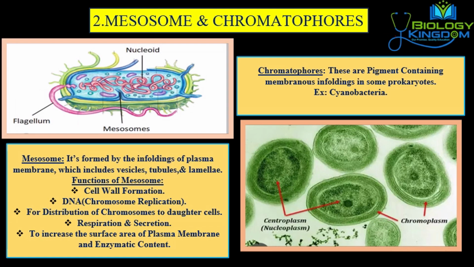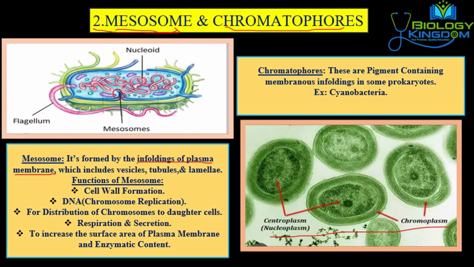Moving on to the second cell organelle in the prokaryotic cell, we have mesosomes and chromatophores. Here in the structure of the prokaryotic cell, we have the mesosomes, this is the nucleoid, and inside that we have the chromatophores. Now, mesosome is the blue colored structure we can observe, which has many foldings. It is formed by the infoldings of the plasma membrane.